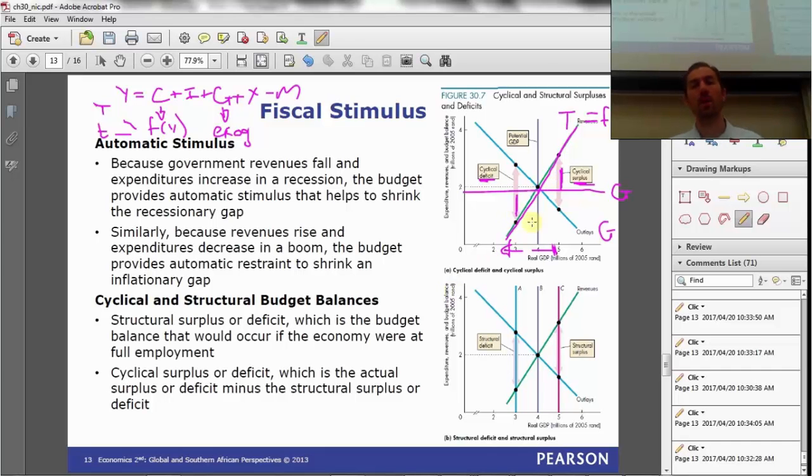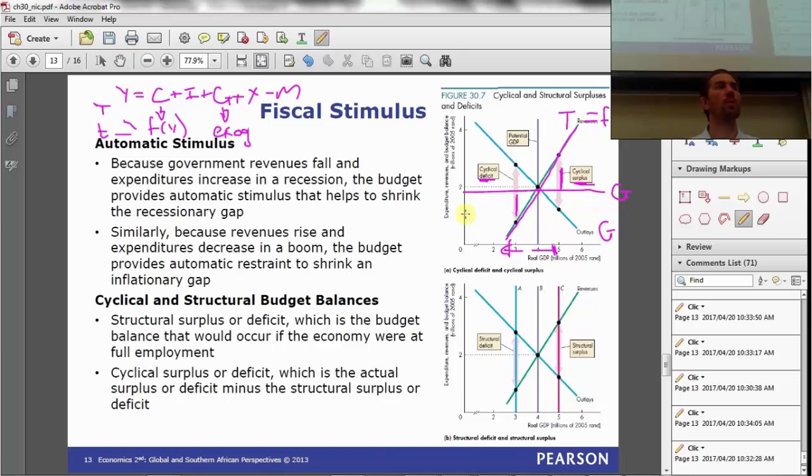Okay. So these are changes in our government budget despite the fact that government is making no discretionary decisions about fiscal policy. So because government revenues fall and expenditure increases in a recession, the budget provides automatic stimulus that helps to shrink the recessionary gap. Okay? In other words, as output decreases, we enter into a recession.